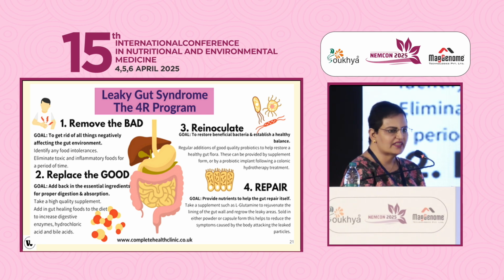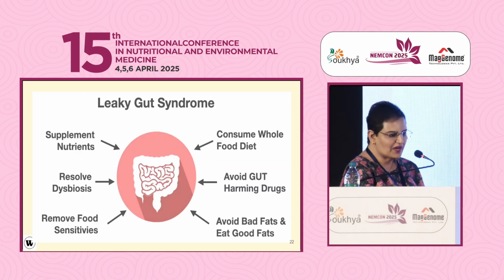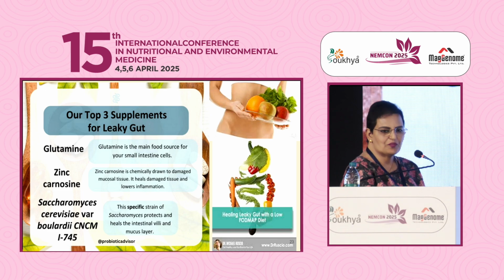So how do you replace and how do you treat leaky gut? You remove the bad toxins, you replace the good microbiome, you re-inoculate the gut, and you repair the gut epithelial cells. So you supply the nutrition to the gut, you resolve the dysbiosis, you consume whole foods, avoid the harming drugs, and you give good omega-3s in the diet. The main supplements for your gut lining are going to be glutamine. The microbiota that helps with leaky gut syndrome is going to be a probiotic called Lactospore or Saccharomyces.